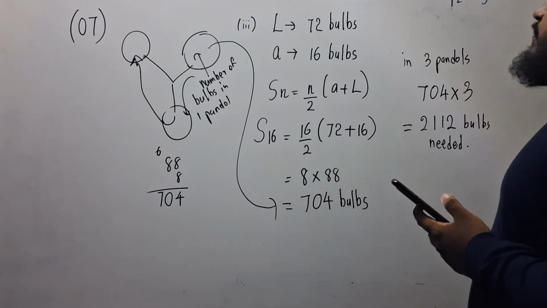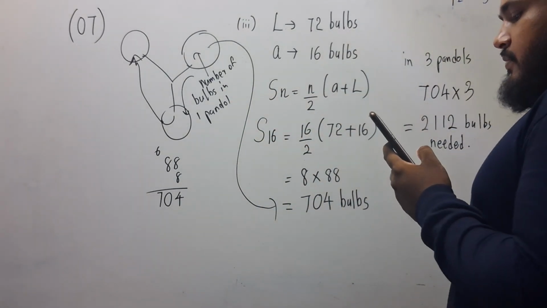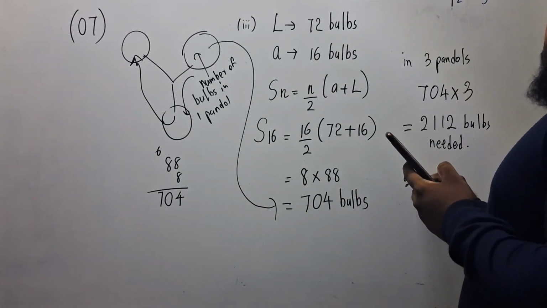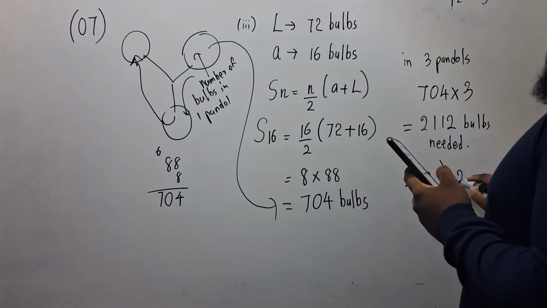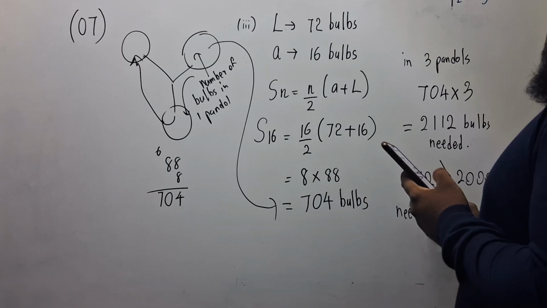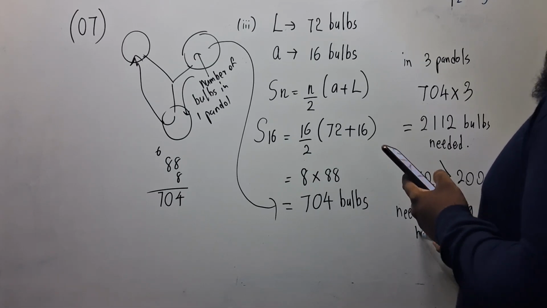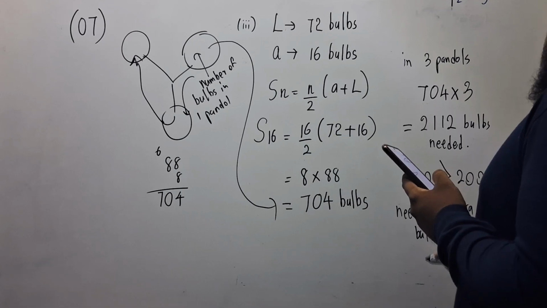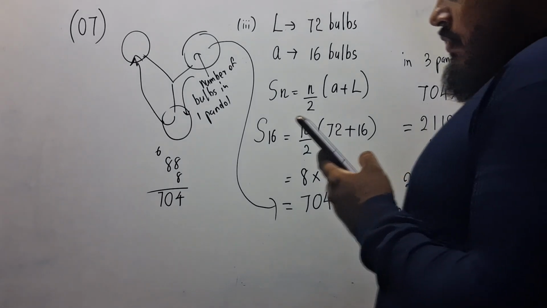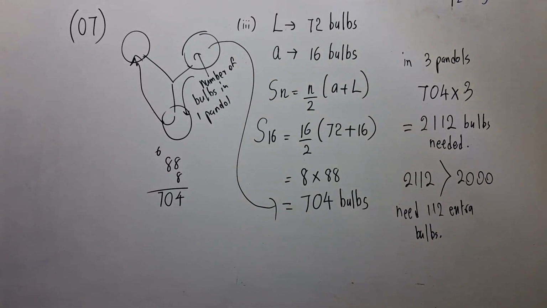That means what Seth told was incorrect, because 2112 is greater than 2000. We need 112 extra bulbs. Seth is incorrect. Okay. Then I will discuss other questions in another video.